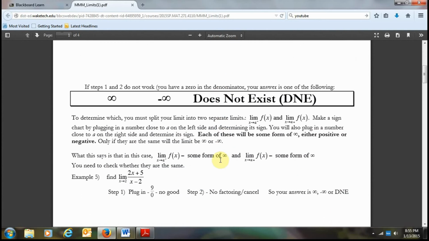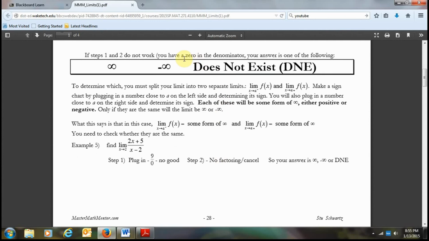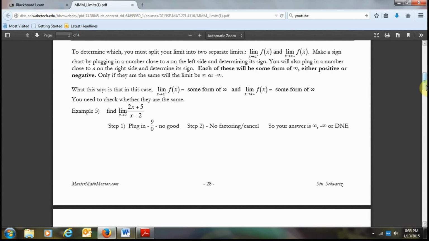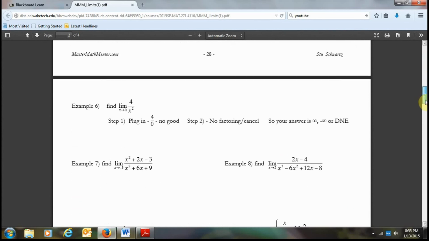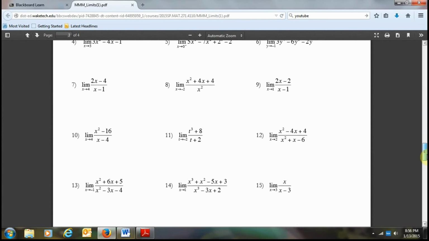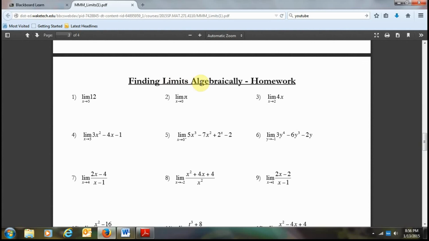Then we've got some examples for what happens when you are not able to get a value. I'm going to skip that for right now and show you where you can practice more of these, like example 1 through 4. If you continue on, skip down to the part on page 3 where it says finding limits algebraically homework.